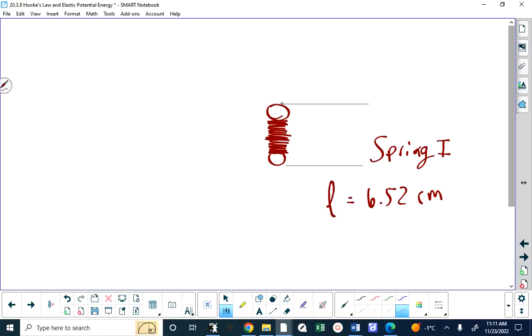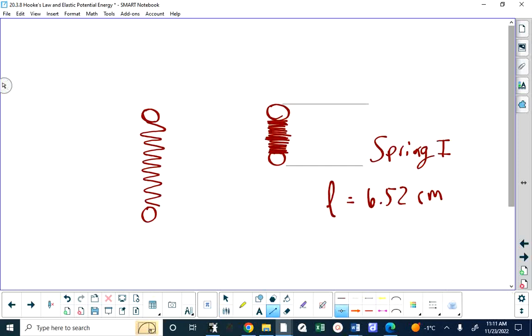Okay, so now, when you put the 200 grams on here, what you're going to do is measure from the top of that coil to the bottom of the coil. So with some mass on it, you're still going to have these two things, but it will be stretched out, and what you want to measure now is this distance.